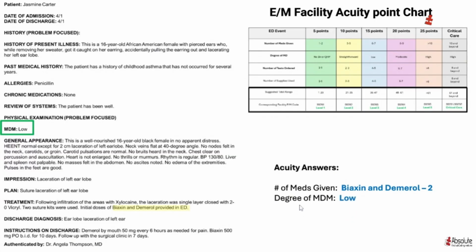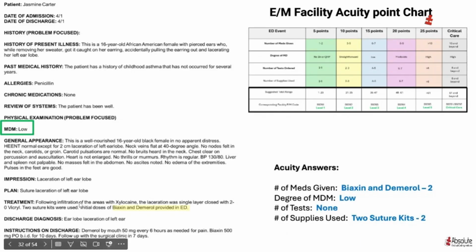Also, what is the degree of the MDM? The MDM is low. What are the number of tests? 0. No tests were administered. And finally, what are the number of supplies used? Well, it says that they used 2 suture kits on this patient, so it's 2.